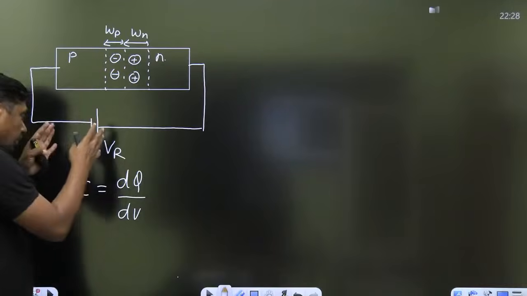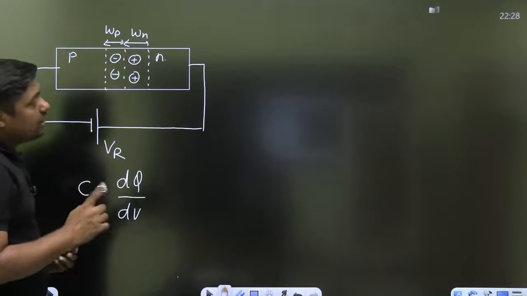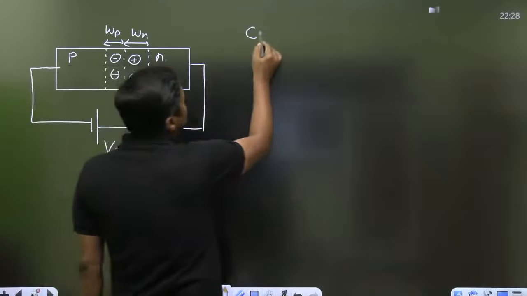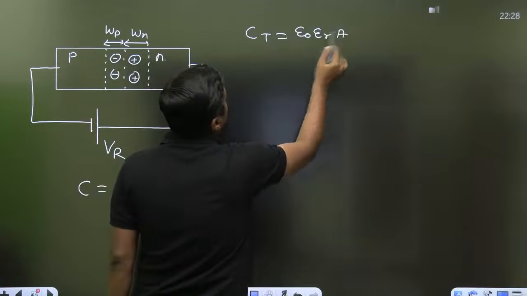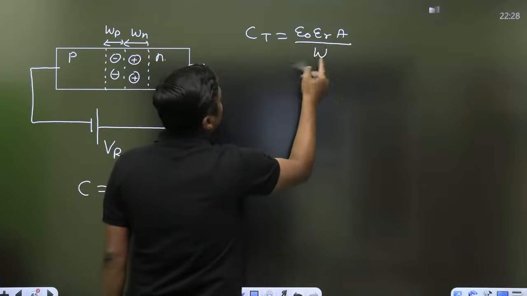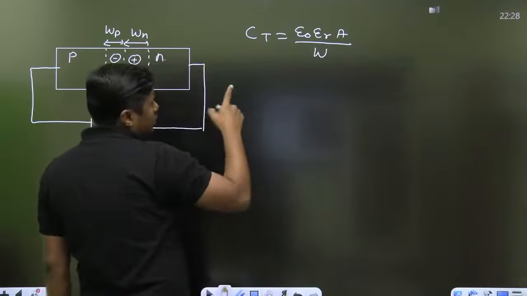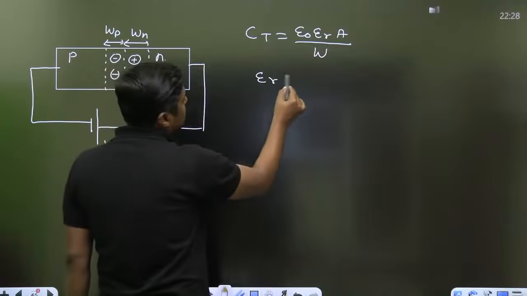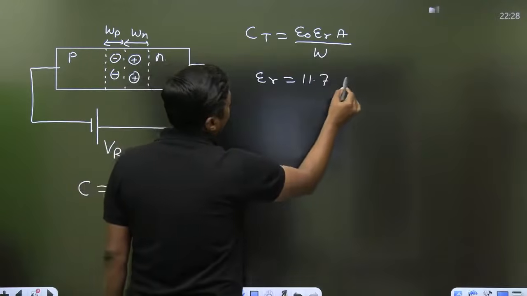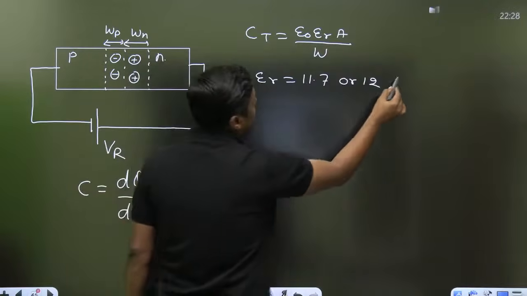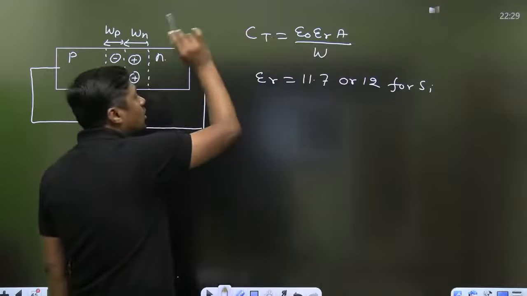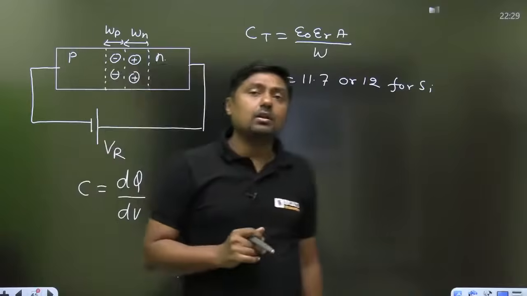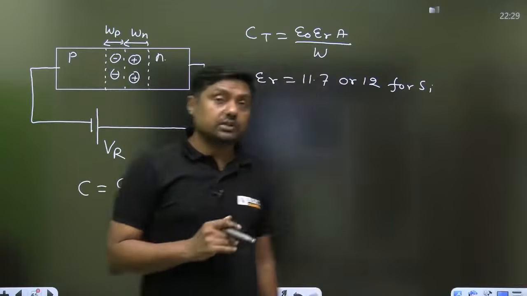So what are the important formulas related to that? First, the transition capacitance is given by epsilon naught epsilon r A by W, where W is the depletion width. Epsilon r is the relative permittivity, which is 11.7, or sometimes 12 for silicon. A is the area of cross section. Epsilon naught, I have already given the value in the table, and W is the depletion width.